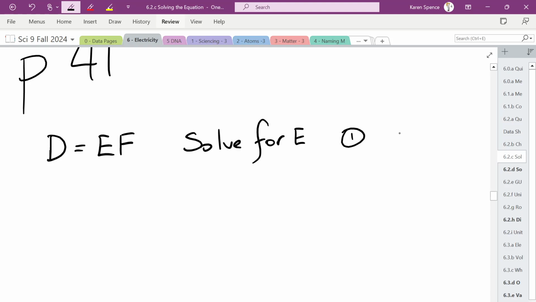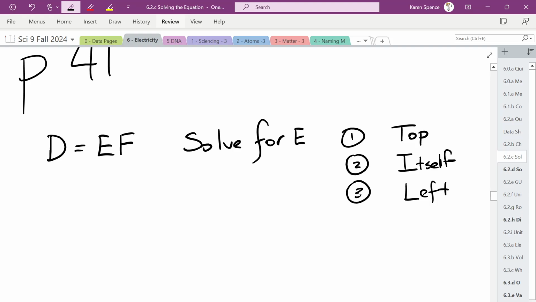Which means, remember TIL, we want E to be on the top. We want it by itself, and we want it on the left. And we do it in that order. TIL. Don't do LIT, because that's going to mess you up, okay? It would be better if it were LIT. That's kind of a little more exciting, but TIL is what works. So we're going to go with TIL.